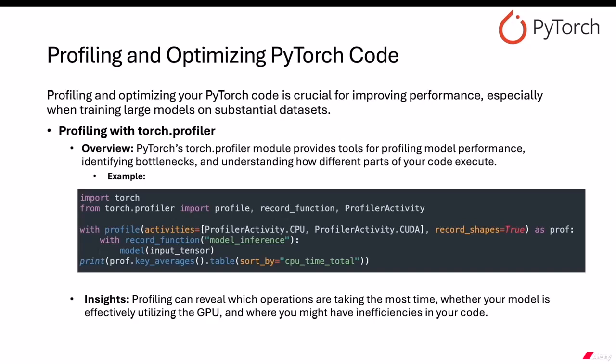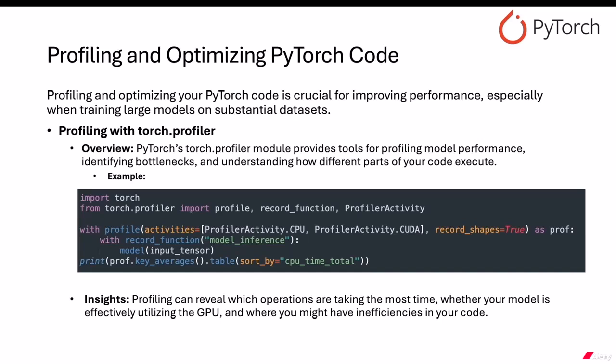Profiling and optimizing PyTorch code. Profiling and optimizing your PyTorch code is crucial for improving performance, especially when training large models on substantial datasets. Profiling with torch.profiler. PyTorch's torch.profiler module provides tools for profiling model performance, identifying bottlenecks, and understanding how different parts of your code execute. Here is an example.